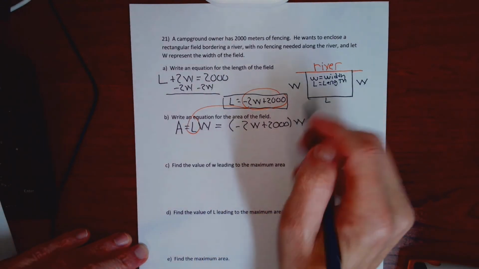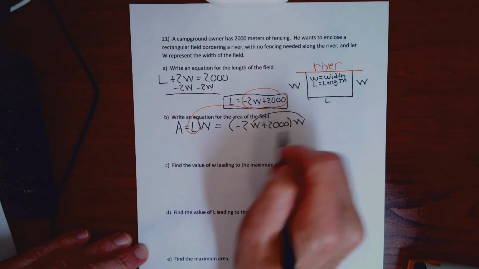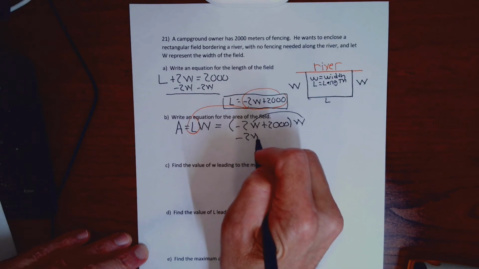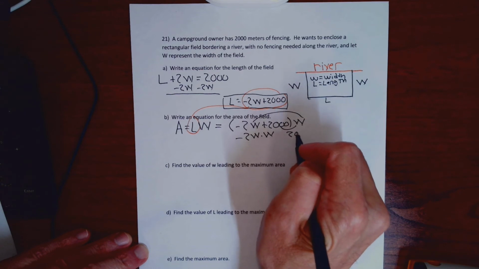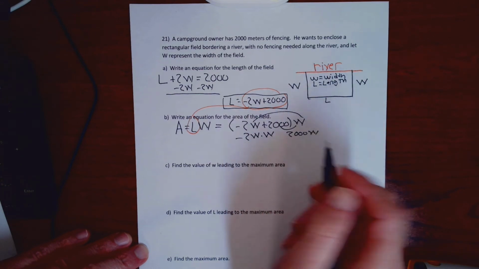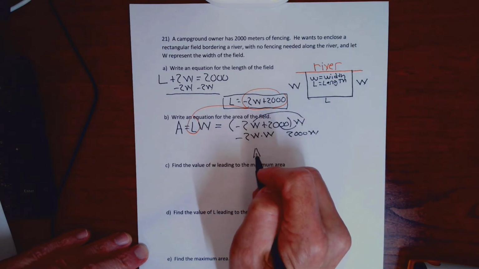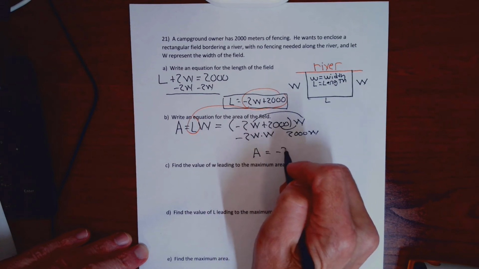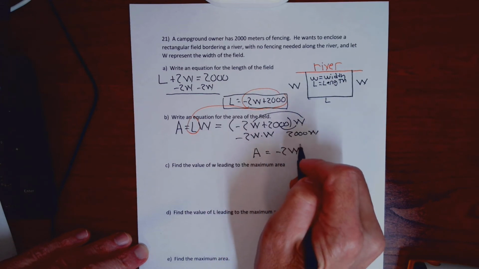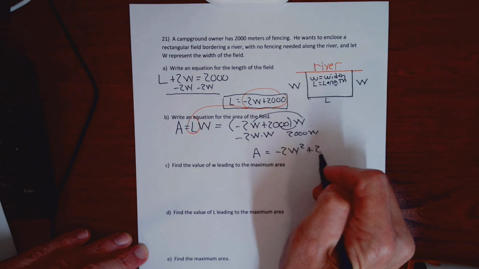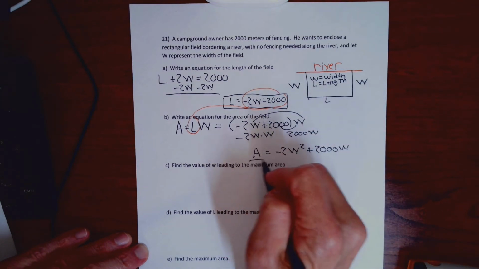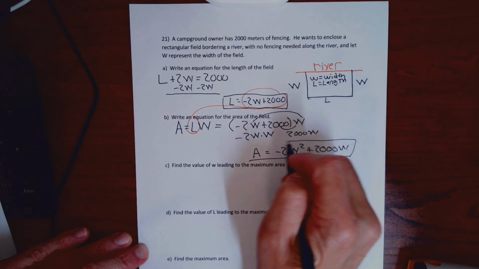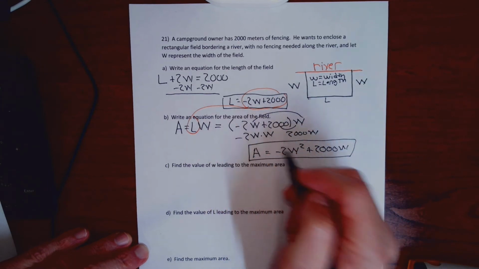Now I'm going to clear the parentheses by going minus 2W times W and positive 2,000 times W. My area equation is minus 2W squared plus 2,000W. This is the equation I'm going to need to use to get my answer.